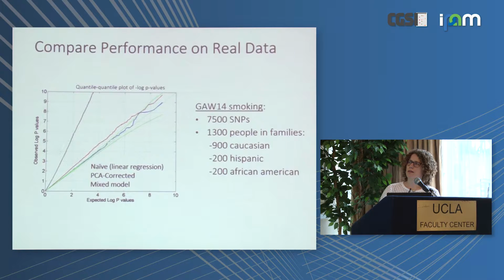So on this, again, slightly contrived data, if you apply these kinds of methods, what you see is the naive model gives you this massive inflation of the test statistic. The red one is PC-based, and so it gets rid of the sort of three ethnicities. And then the last one is the mixed model, which takes you right into the middle.